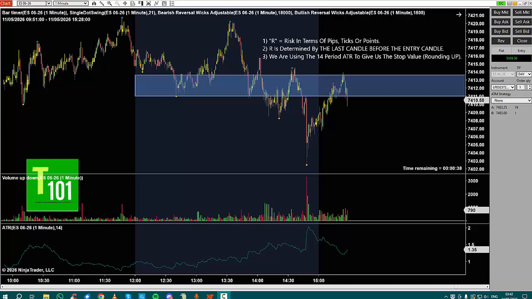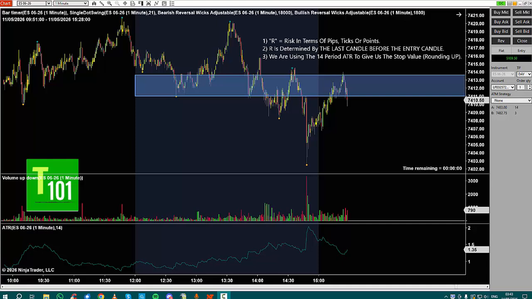Number one, R. The first thing to go through, just to make sure we're all on the same page and we all understand the terminology. R in quotes, as you see there, is risk in terms, for the purposes of this video. In video 7, we're going to be talking about R in terms of dollar amounts or percentage amounts as it pertains to the trading account, but that's for that 7th video. So in this video, 1R is the risk in terms of pips, ticks, or points.